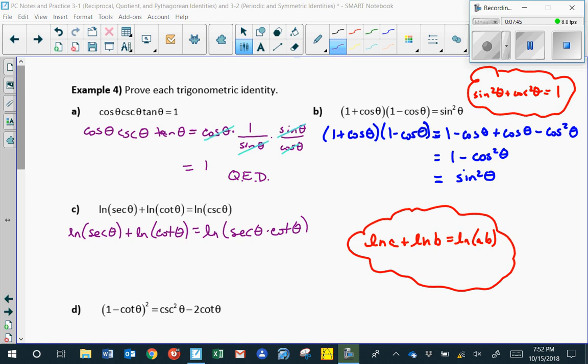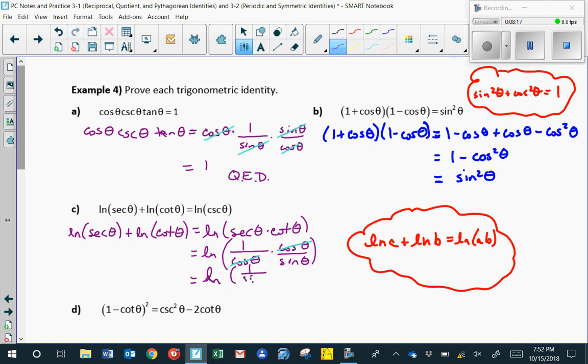So next, we can re-express secant of theta as 1 over the cosine of theta, and we can re-express cotangent of theta as cosine of theta over sine of theta. Grab your cancellation pen. So that would be the natural log of 1 over sine of theta. And we know that 1 over the sine of theta is the cosecant of theta.